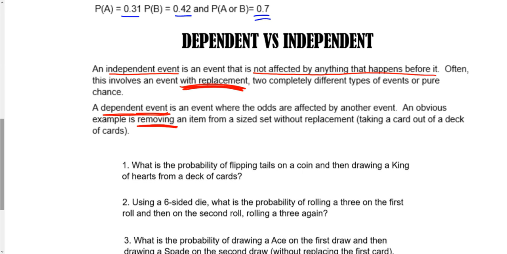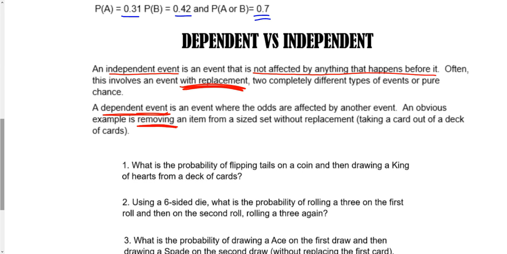Rolling dice. Even if you took the same dice and rolled it twice, if I roll a 1, does that mean I can't get a 1 next time? No, it's not affected. So there are certain events that are just always independent. Dice, spinners, flipping the coin. Those are always independent. It doesn't matter what happened before. It has no impact on what happens next.